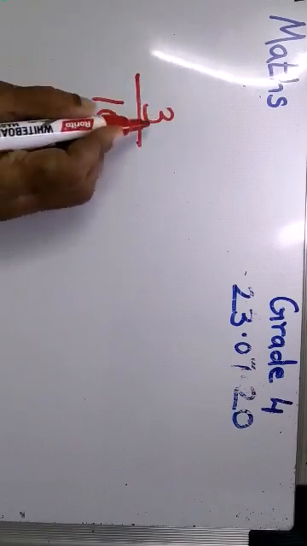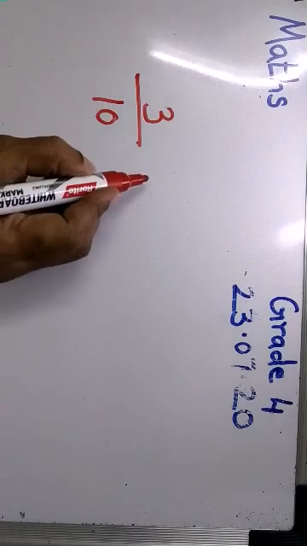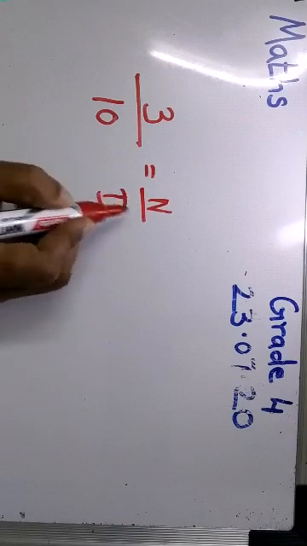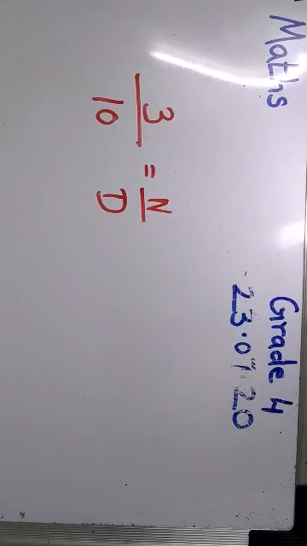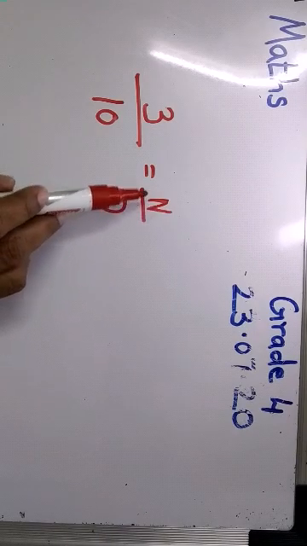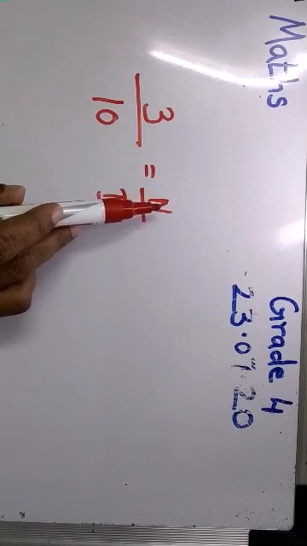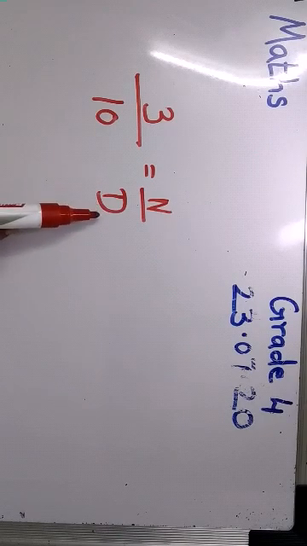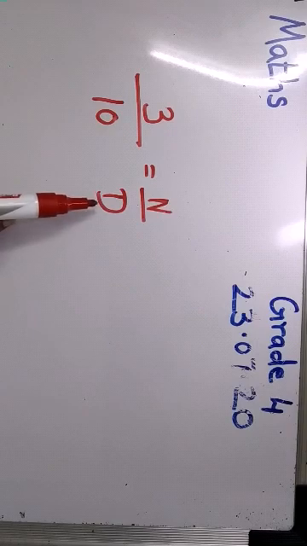If you take this 3/10, this is a fraction. So this is your numerator and this down is your denominator. The numerator is what, children? It is a number of equal parts which are considered. And denominator is the total number of equal parts. Right?